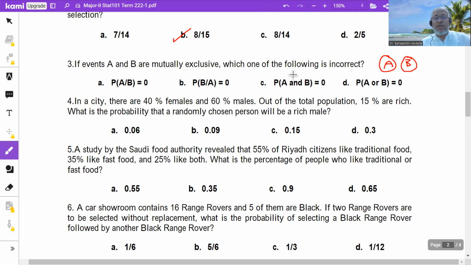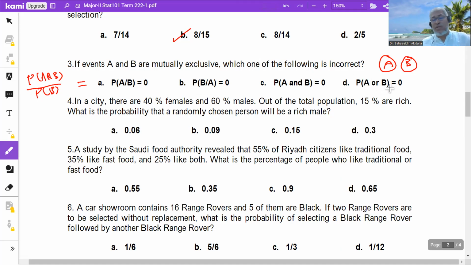Well, if the probability of the intersection is 0, then the probability of the conditional is also 0, because the definition of the conditional is probability of A intersection B over probability of B if it is A given B, or over probability of A if it is B given A. So in both cases, probability of the intersection is 0, means the probability of the conditional would be 0.